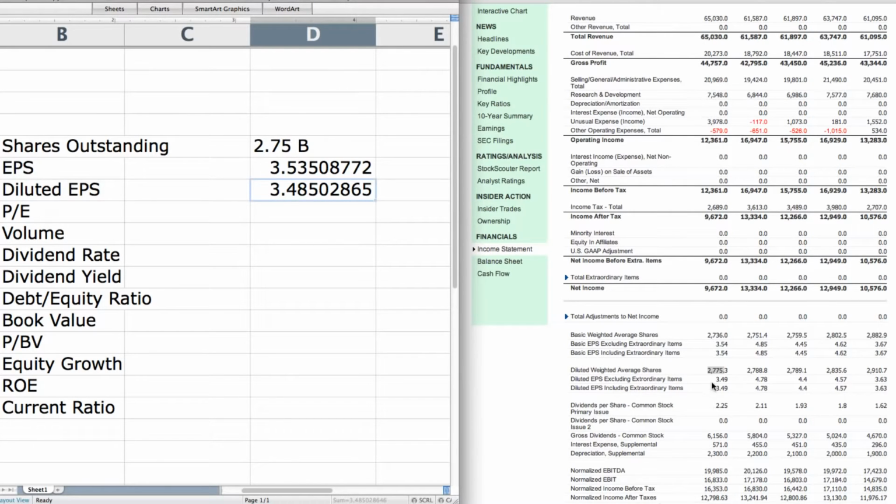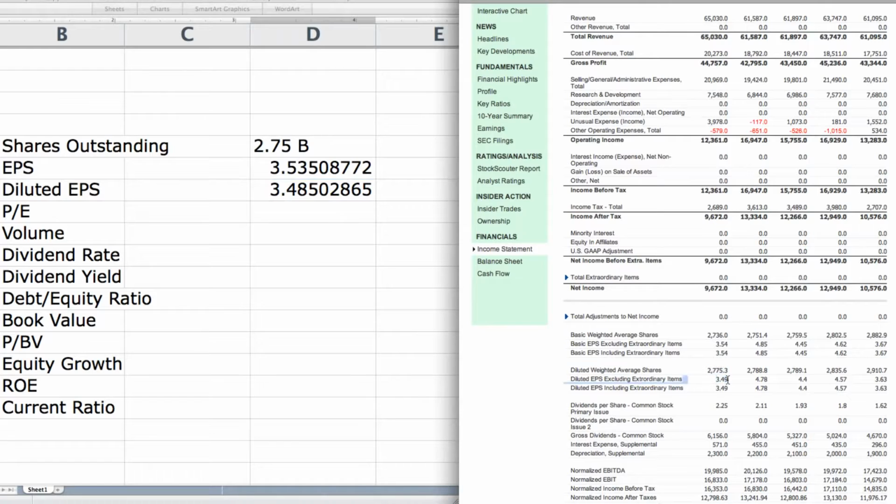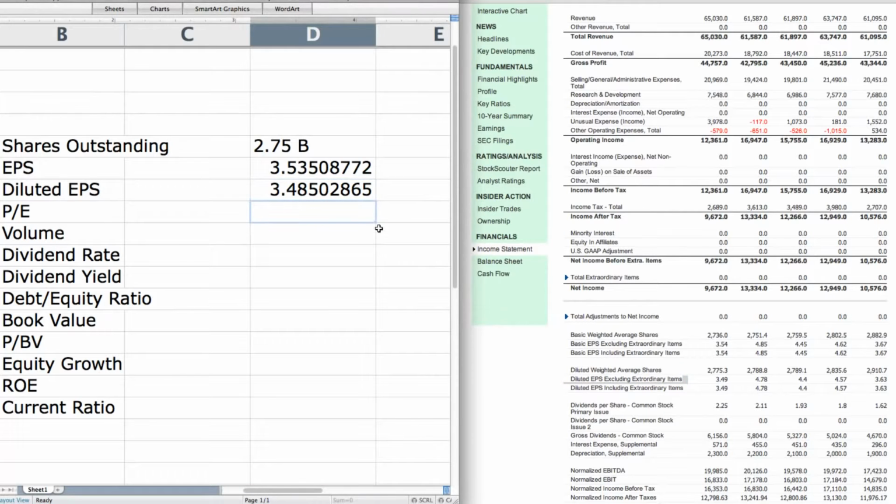You can see that down here, they actually have that number calculated for you at 3.49, which is what you get if you rounded this. So that's how they're calculating that.